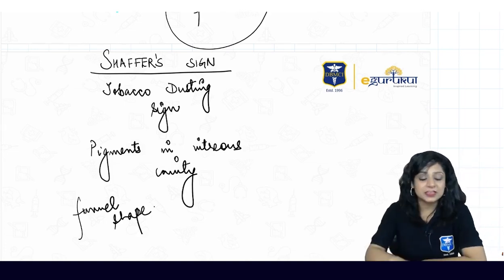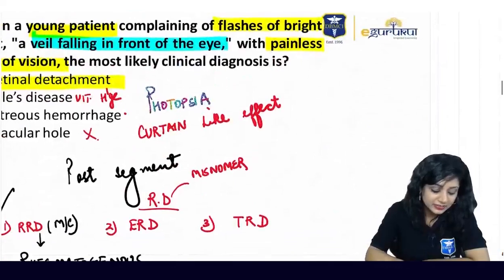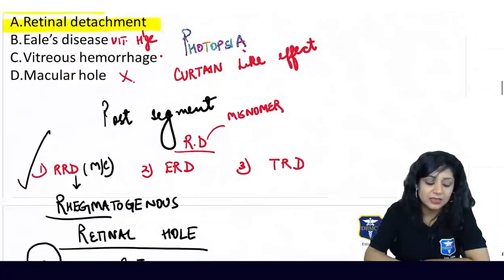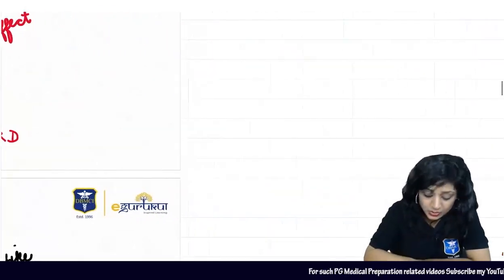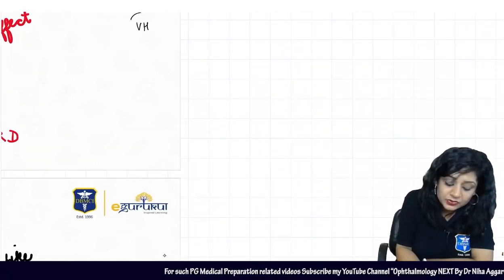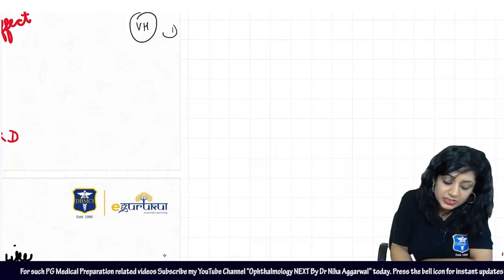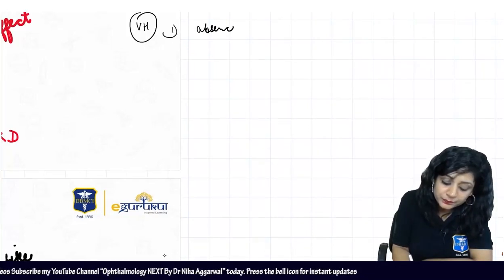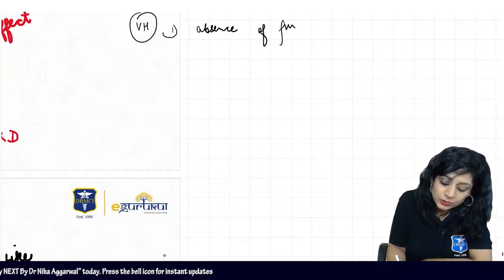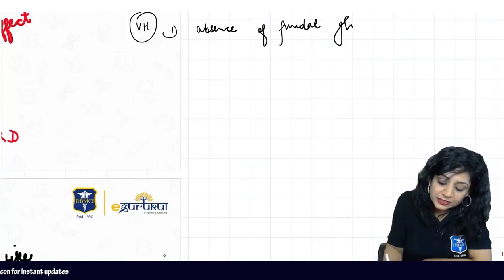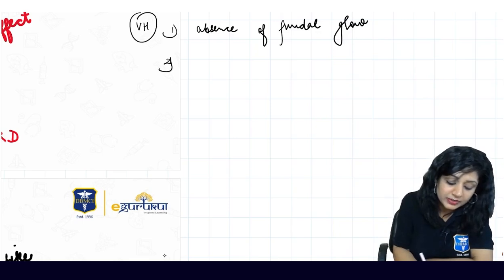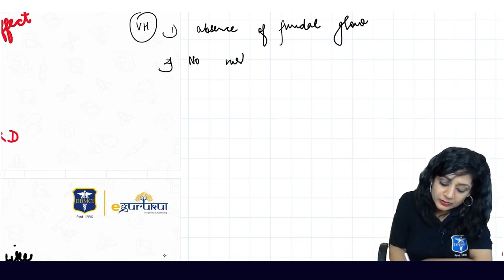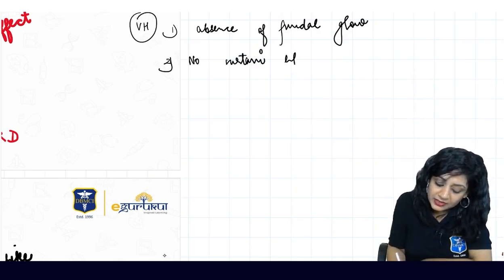Now, let us see the other options also. Is it Eales disease, that is vitreous hemorrhage only? See, vitreous hemorrhage also causes sudden painless diminution of vision. But whenever I am having vitreous hemorrhage, this will always give me the absence of fundal glow. Absence of fundal glow is not given in the question. Sudden painless is okay, but then there will be no curtain-like effect. Therefore, I can say that this is not a case of vitreous hemorrhage.